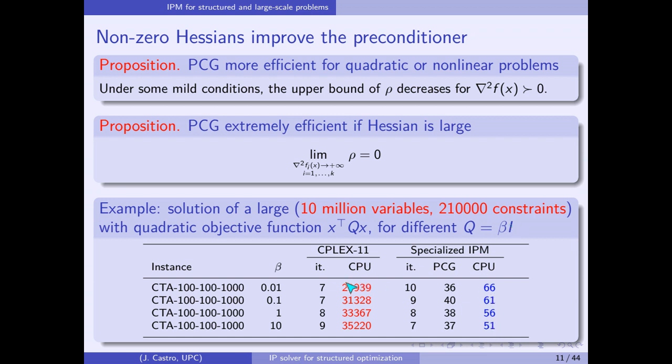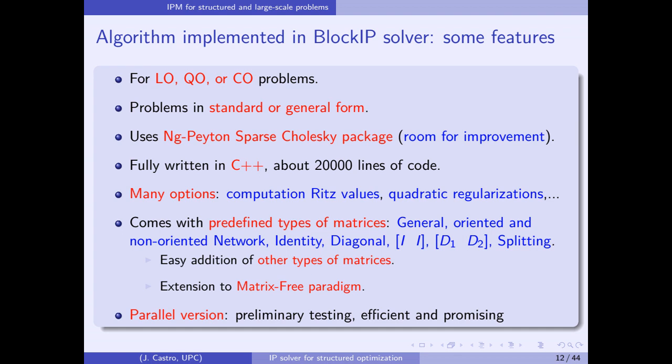Well, we can see also that using a specialized interior point method that solves the system of equations combining Cholesky and conjugate gradient using this preconditioner can be much more efficient than a general solver. For instance, all these systems were solved in 1 minute. CPLEX required about 10 hours in solving exactly the same instance. Okay. So this is my last slide about the method, the interior point method.